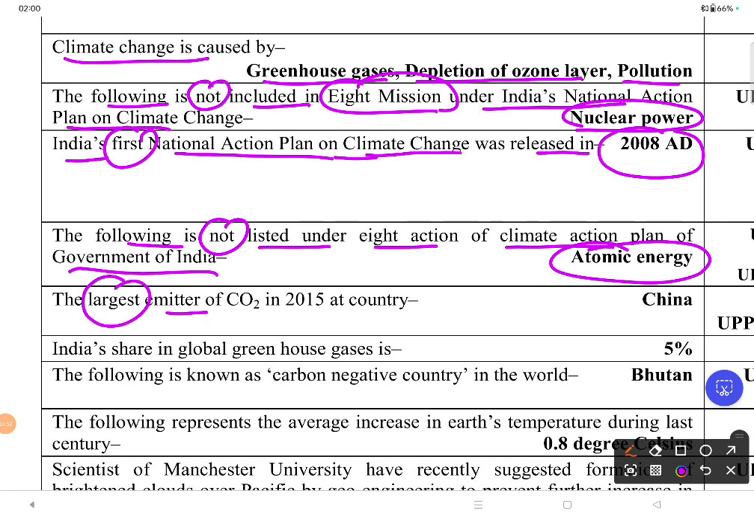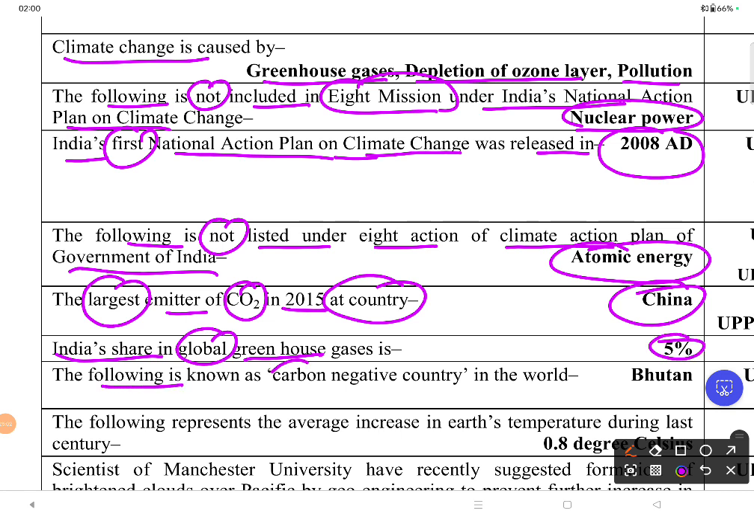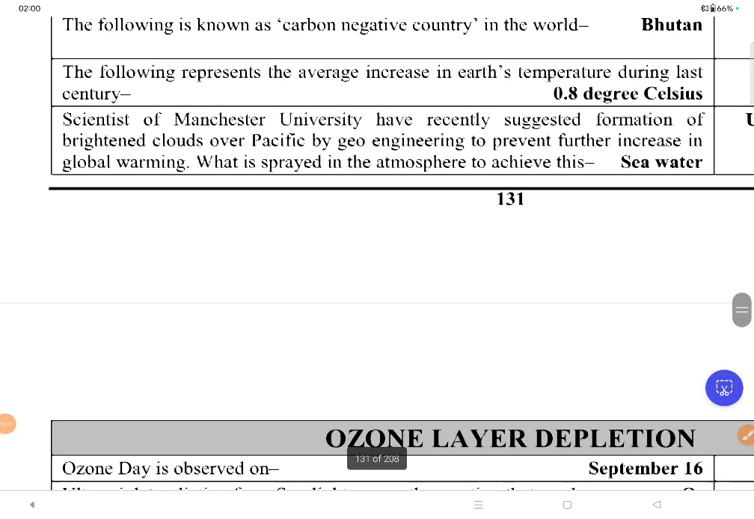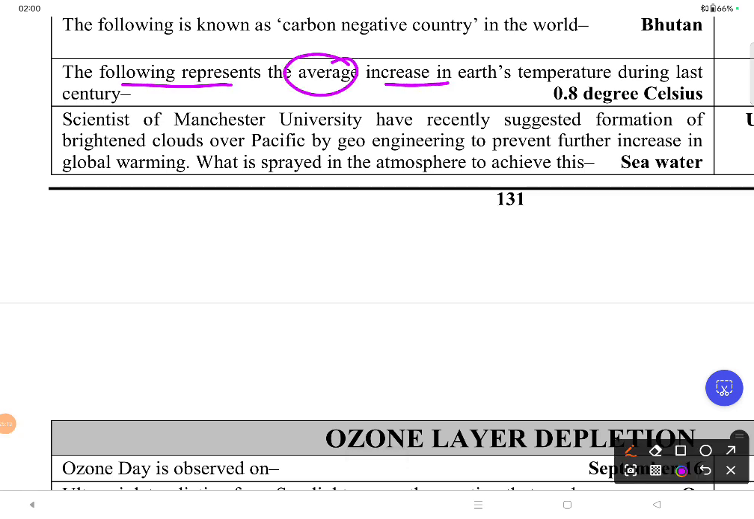The largest emitter of CO2 in 2015 was the country China. India's share in global greenhouse gases is 5%. The following is known as carbon negative country in the world: Bhutan. The following represents average increase in Earth's temperature during last century: 0.8 degrees Celsius.